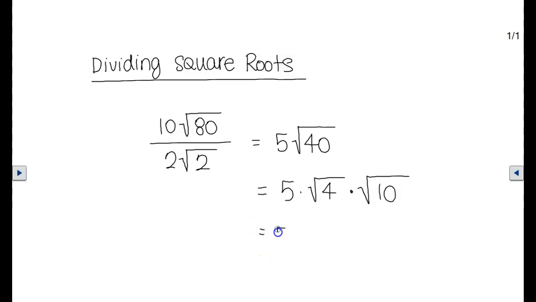Simplifying a bit more, we know that the square root of 4 is 2. So this is 5 times 2 times the square root of 10. And we end up with 10 square roots of 10 as our final answer. So this is what we did on Friday to divide square roots. We divided the outsides, we divided the insides, and then we simplified the answer.